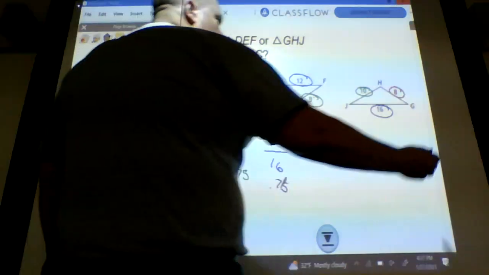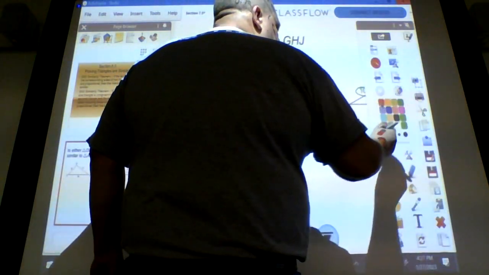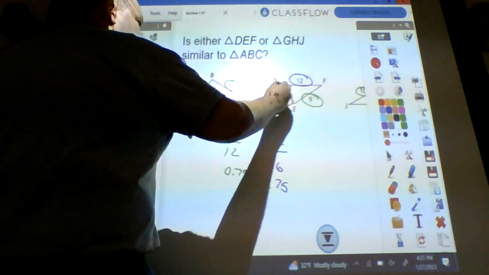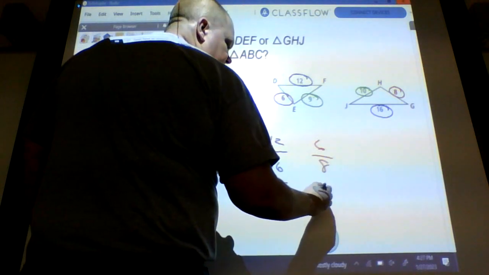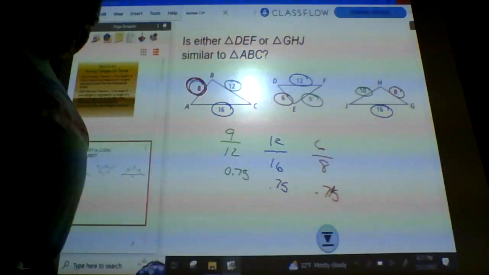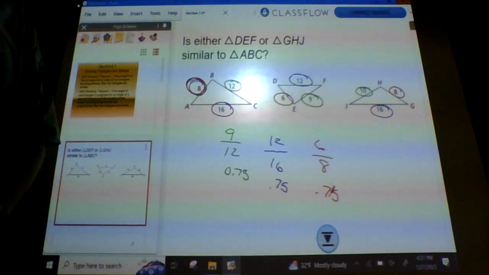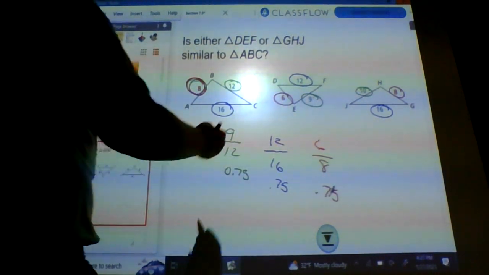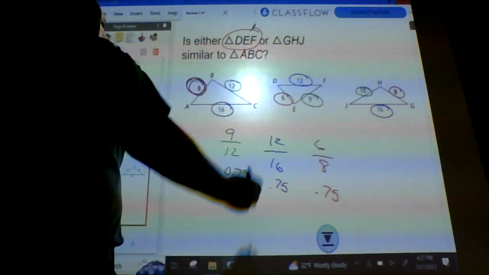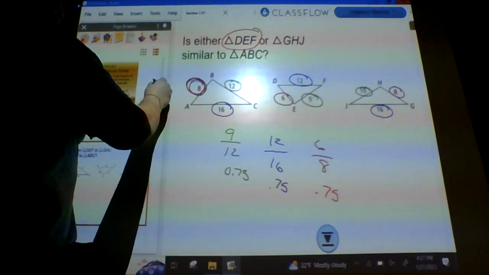And then our last one is the red one. With our red side it's 6 and 8. So I check, is 6 over 8 the same ratio? And that's 0.75. So I know that all three sides are going to have the same ratio. So in the end, I know that triangle DEF is the one that's similar to triangle ABC.